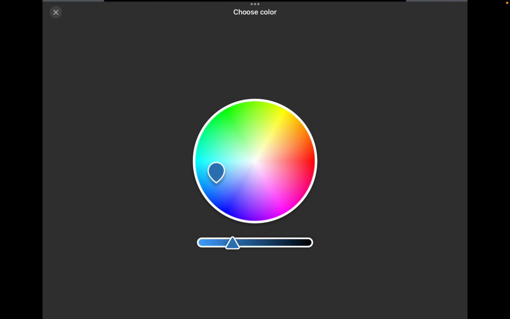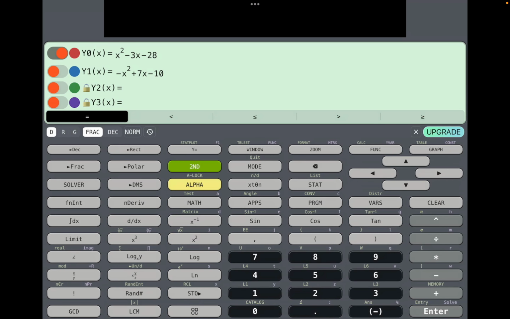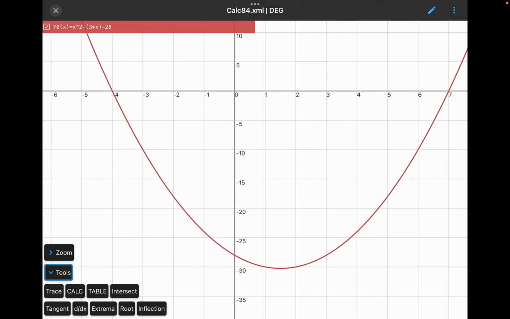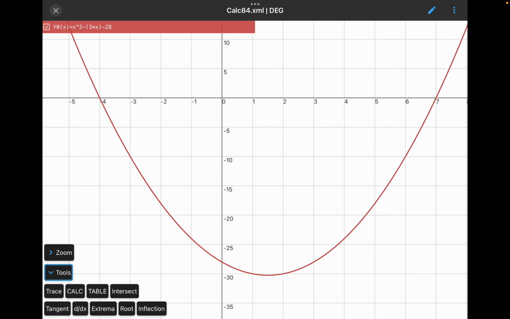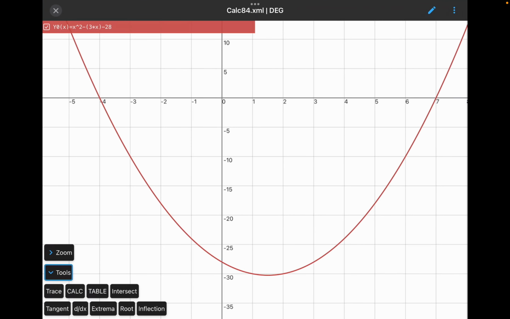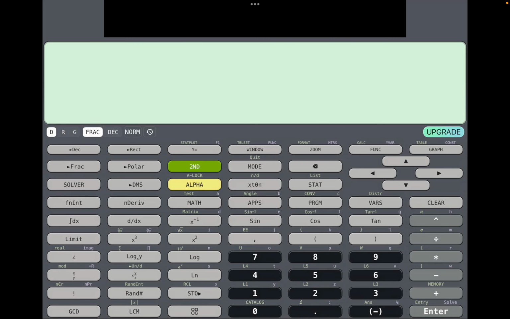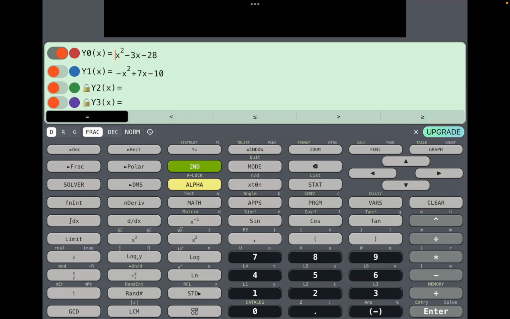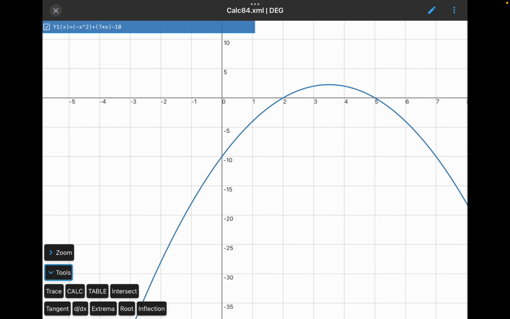Toggle my second one off so I can look at 17 and not 18, and go to graph. I can see it's at -4 and 7. So those would be my answers on number 17. Now I'm going to go to 18. As I turn my second graph on and my first graph off, and clear out my first graph knowing I won't use it again, I see it crosses at 2 and 5 on the x-axis. So my answers are 2 and 5.